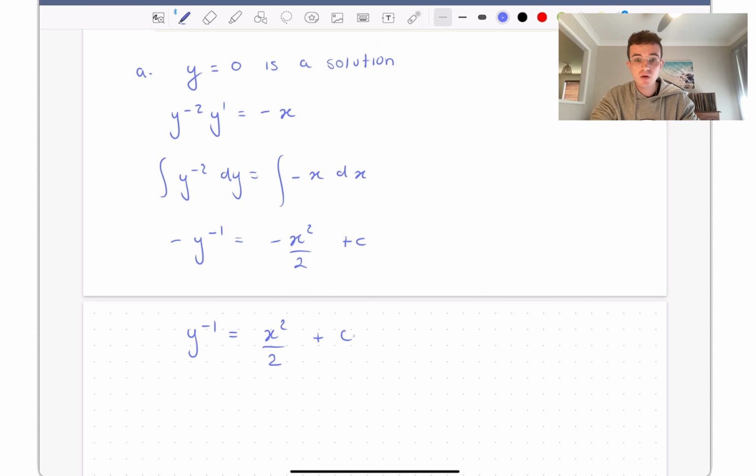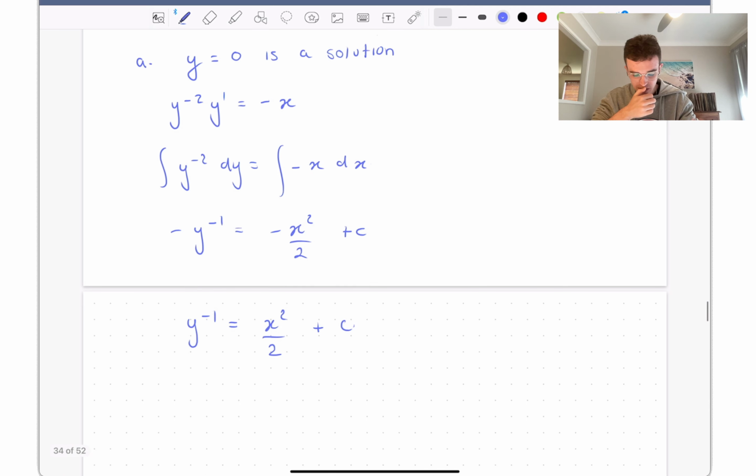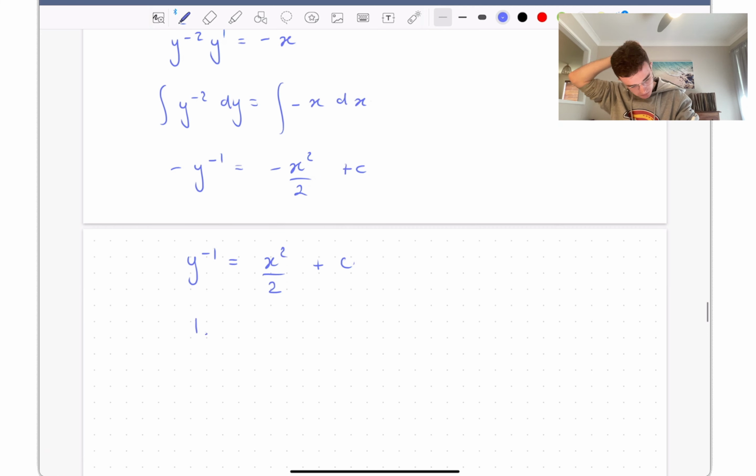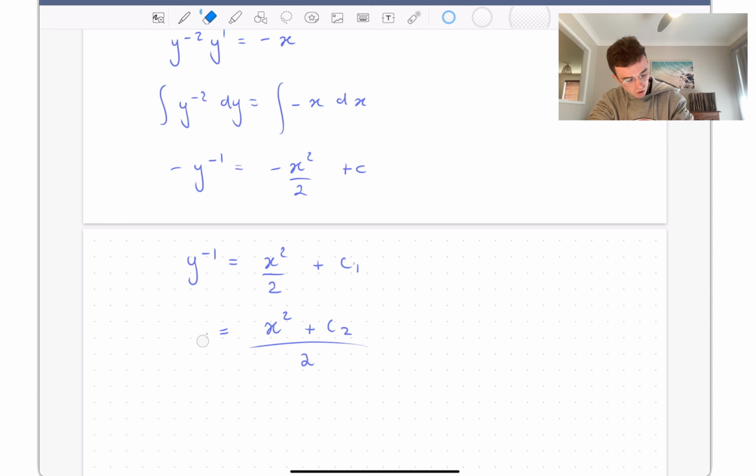You could say 1 on y equals x squared on 2 plus c. Not really necessary. It doesn't specify. And it doesn't really matter for your general solution, because usually we're just going to use this to find the particular solution. So you could say this here, x squared plus, we call this c1, plus c2 on 2 is equal to y to the minus 1.